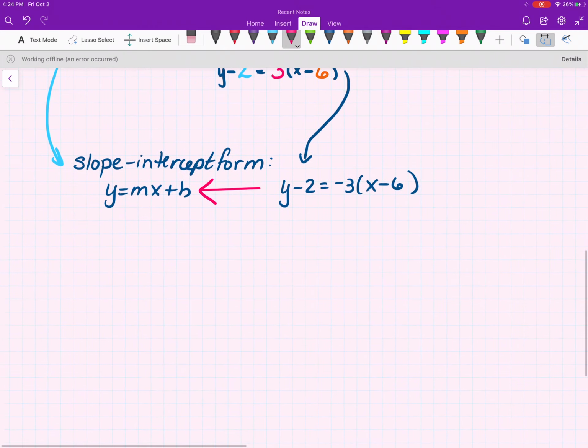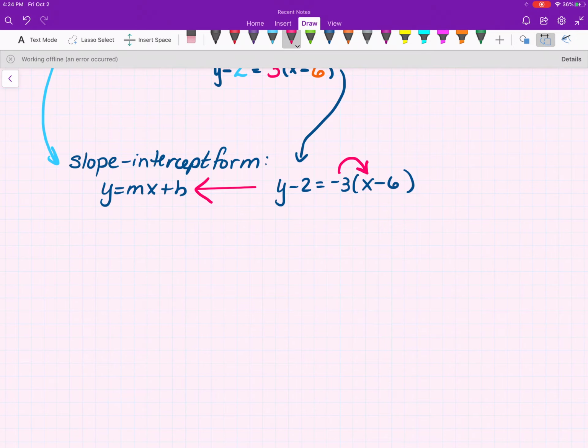We don't want parentheses. So let's distribute that negative 3 to take care of those parentheses, because once you distribute the negative 3, the parentheses go away. So I have negative 3x. Now be careful, negative 3 times negative 6 is going to give you a positive 18. We didn't do anything yet to the other side.